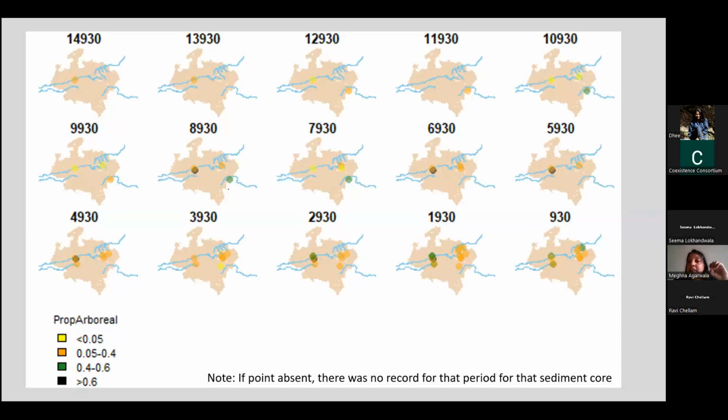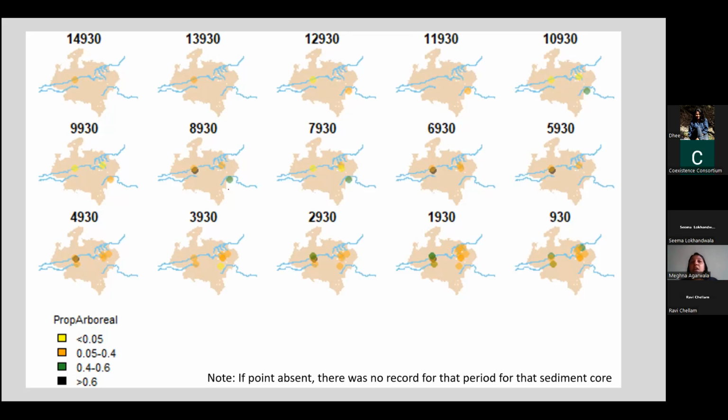Now, when you do the cores, sometimes the core may be from 5,000 years ago to 8,000 years ago. So that core will only have values for those years and it'll be absent in other years. So in this image, if in some years you see only one core, that means only that core was present at that time. Looking at this image again, black means that the proportion of arboreal trees was more than 60%. 0.4 means it's 40 to 60%, etc.